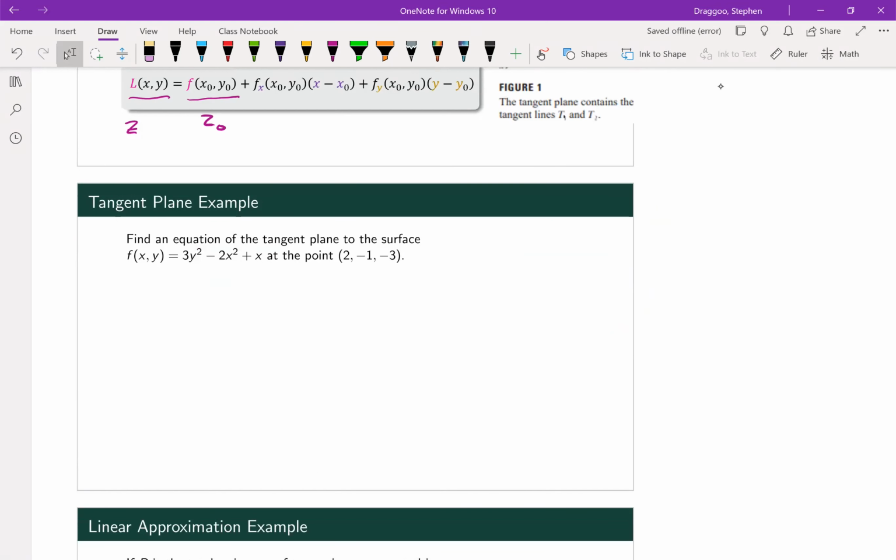So for our first example, we'll find the equation of the tangent plane to the surface f of x, y is 3y squared minus 2x squared plus x at the point (2, -1, -3). So first thing we need if we're going for a tangent plane would be our two partial derivatives. So we'll need a partial derivative with respect to x. And that thing should be 0 minus 4x plus 1.